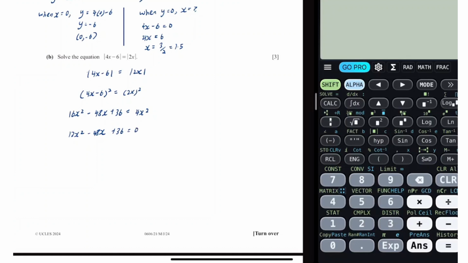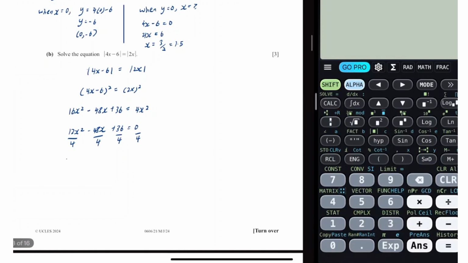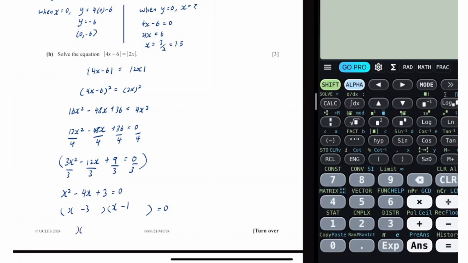We can either make the numbers smaller by factorizing, or you just divide everything by 4, including the right hand side, but it's going to be 0 anyway. So that's going to be 3x squared minus 12x plus 9 is equal to 0. I guess we can also reduce them by 3, so divide by 3 on both sides. x squared minus 4x plus 3 is equal to 0. Now we can solve the quadratic equation: minus 3, minus 1. So you'll end up with x equal to 3 and x equal to 1.